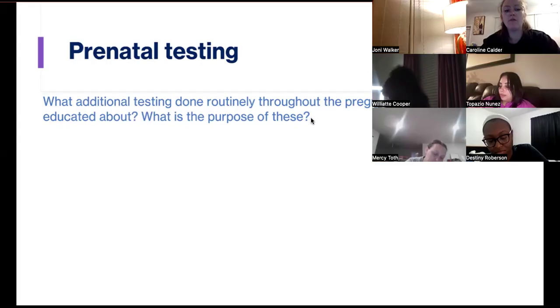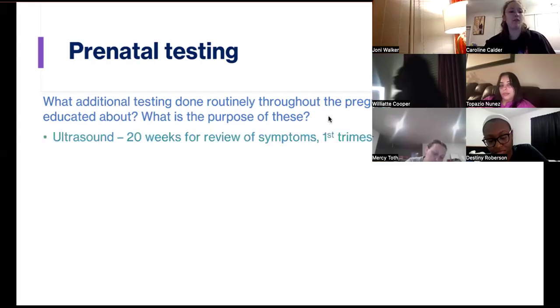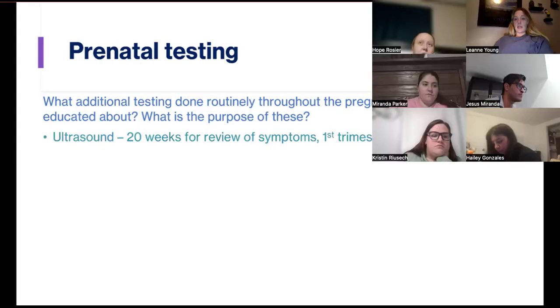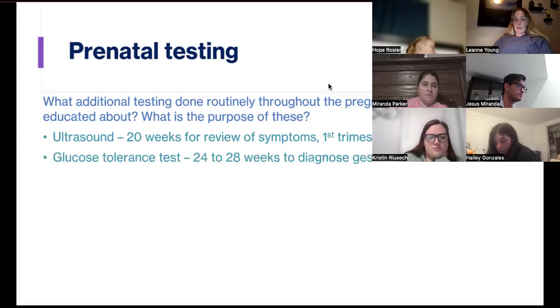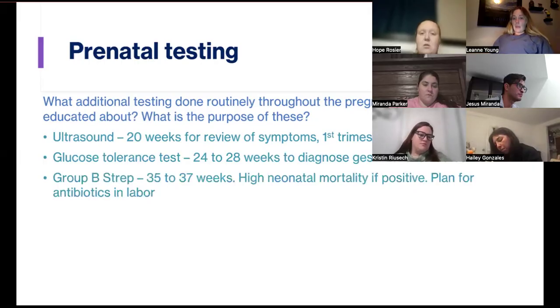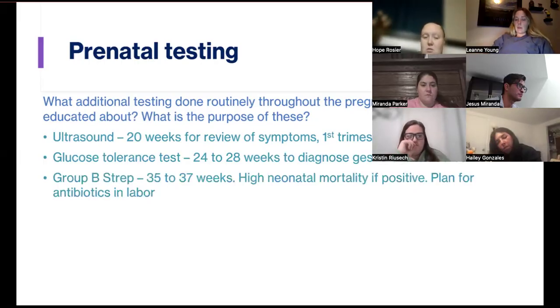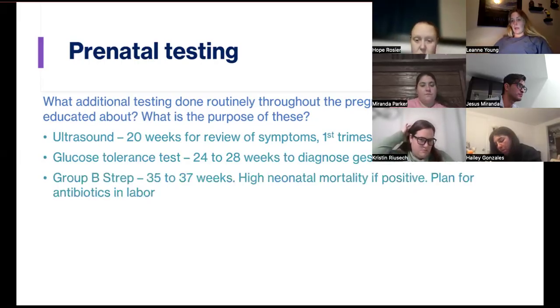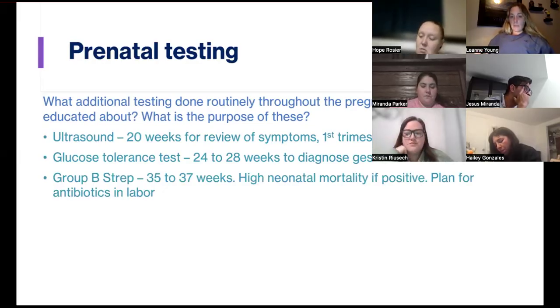Let's see if you guys got them all. Ultrasound, that one I feel like is pretty straightforward. The 20-week one is the anatomy scan. First trimester is for gestational age and dating. Glucose tolerance test is at 24 to 28 weeks to diagnose gestational diabetes. And then your Group B. Group B is something that we didn't really talk about too much in the lecture, but we're going to talk about it here now because it is important.